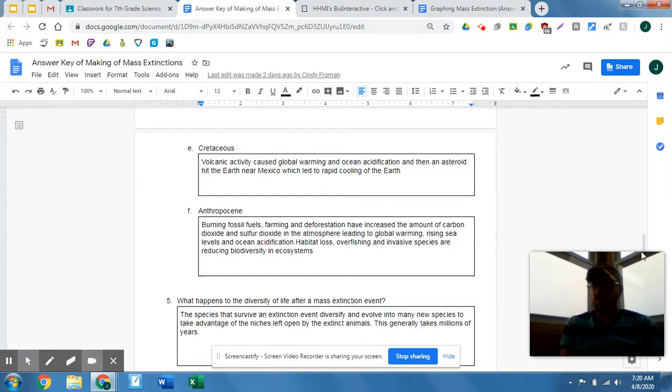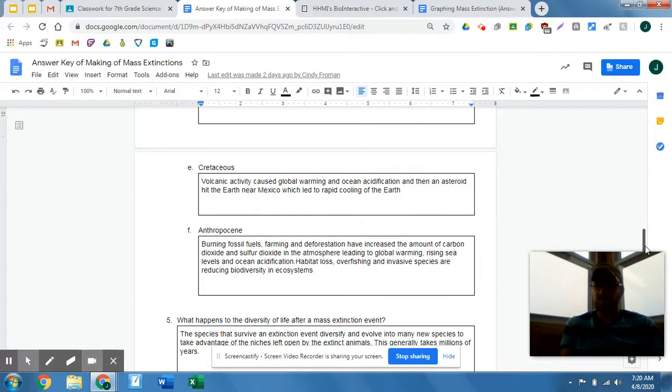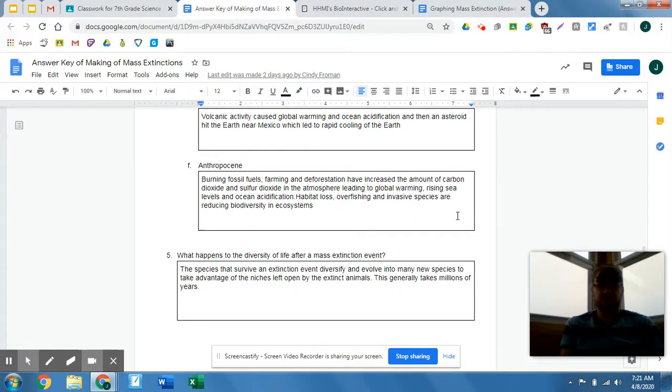Then the Anthropocene, anthro means human, so this is the potential one we're in right now. Burning fossil fuels, farming, and deforestation have increased the amounts of CO2 and sulfur dioxide, which is leading to global warming, rising sea levels, and the ocean becoming acidic. We've got massive habitat loss, we're overfishing, and invasive species are reducing biodiversity in ecosystems.